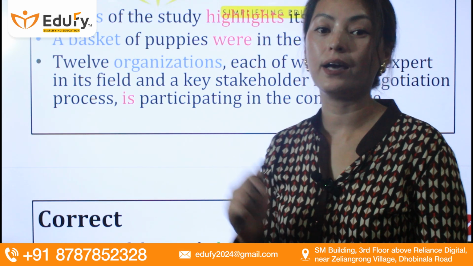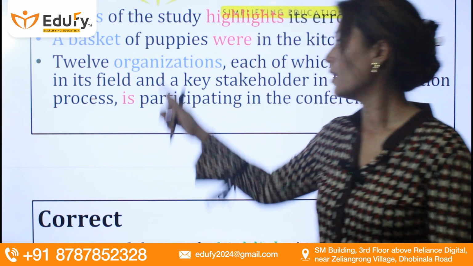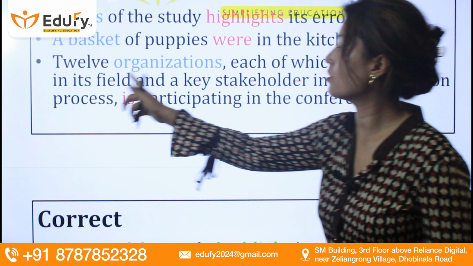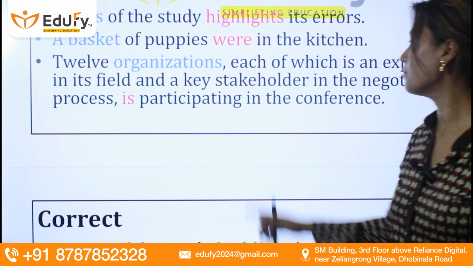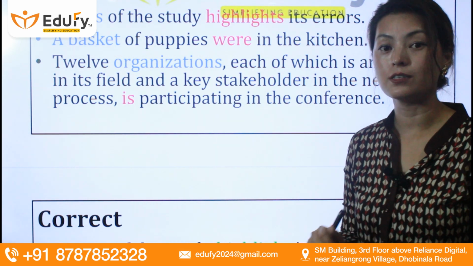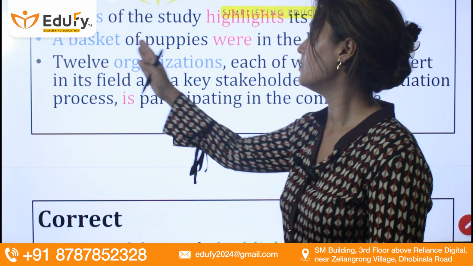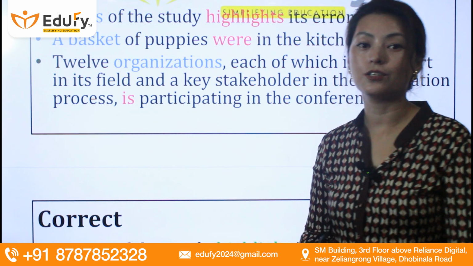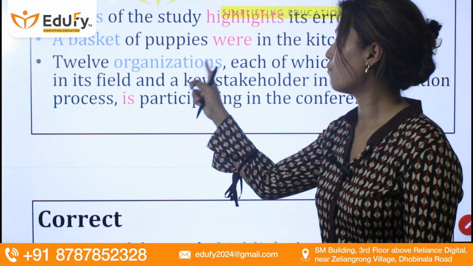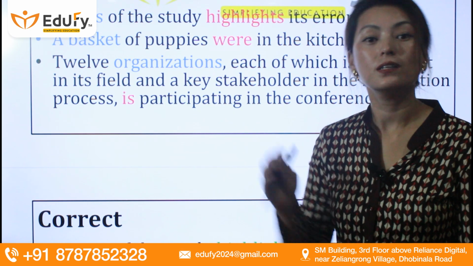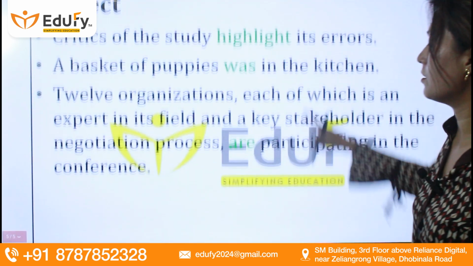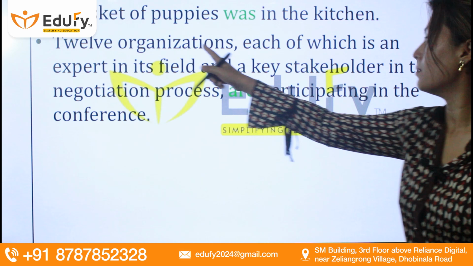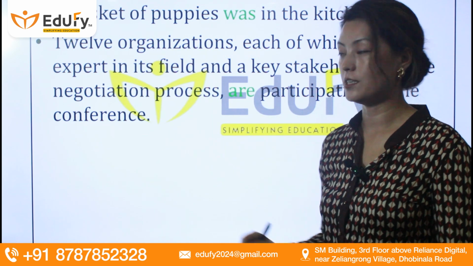And that is how you will identify the subject. In this sentence, I am not talking about an expert. I'm not talking about the field. I'm not talking even about the stakeholders. I'm talking about who? The 12 organizations. These 12 organizations, I'm talking about them. So therefore, what is this? It's a plural subject. Therefore, the verb will also become plural. Based on what? On the main subject, that is organizations.